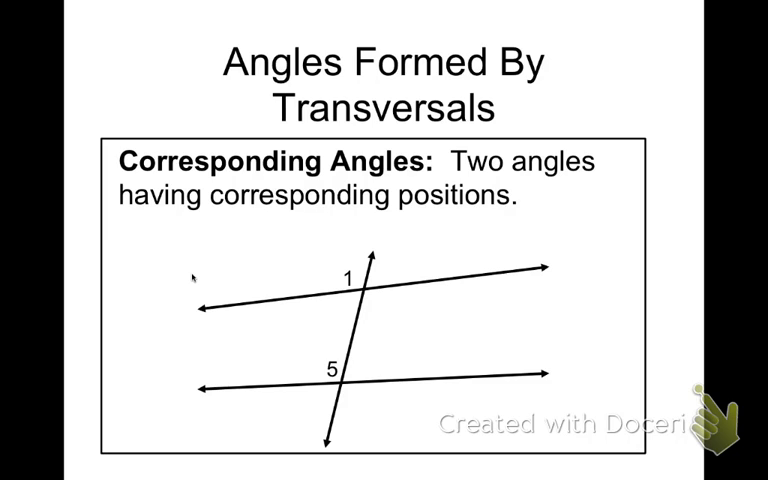So here I have angle 1 and angle 5. Those would be corresponding angles. Go ahead and label 1 and 5 on the actual diagram that you have there. All right, so now let's look around the room.